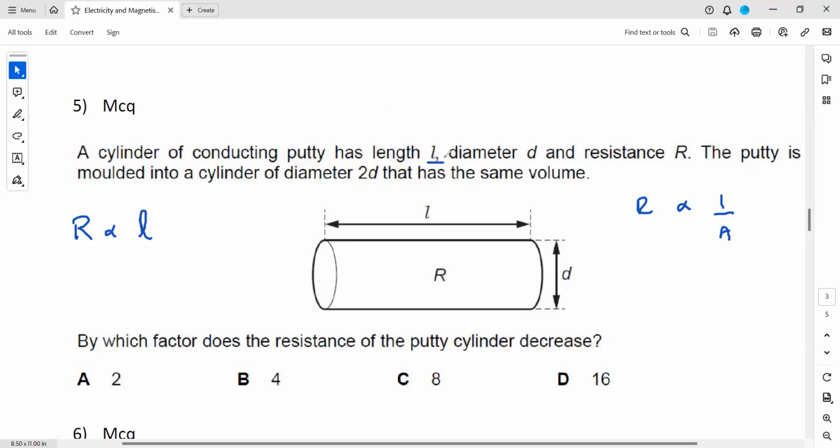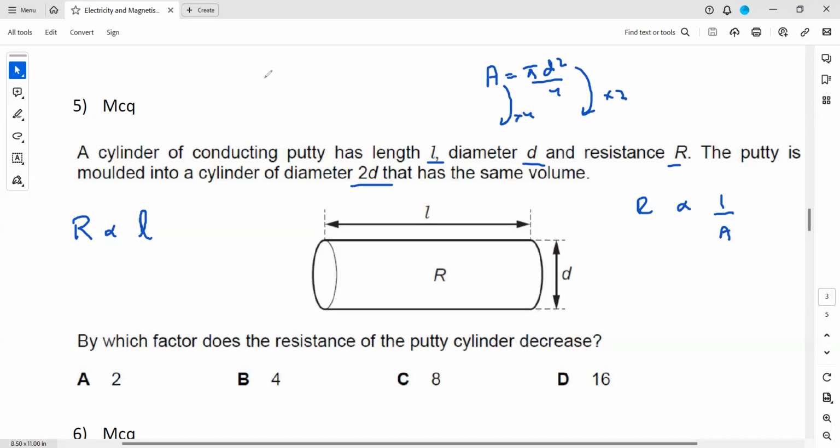First, it had a length L and a diameter D, and resistance R. Now it has a diameter 2D. If the diameter is doubled, what happens to the area? The area will be 4 times. Why 4 times? Because area equals pi d squared by 4. That's the formula to calculate the area. So if the diameter is doubled, because it is squared, the area will be 4 times. The area will increase by 4.